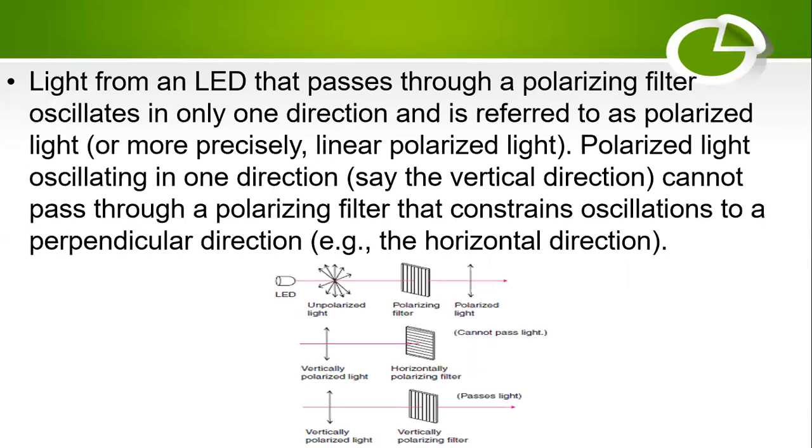Light from the LED that passes through a polarizing filter oscillates in only one direction and is referred to as polarized light. Polarized light oscillating in one direction, say the vertical direction, cannot pass through a polarizing filter that constrains oscillations to a particular direction, that means the horizontal direction. Here we can see the diagram of how unpolarized light goes through the polarizing filter.